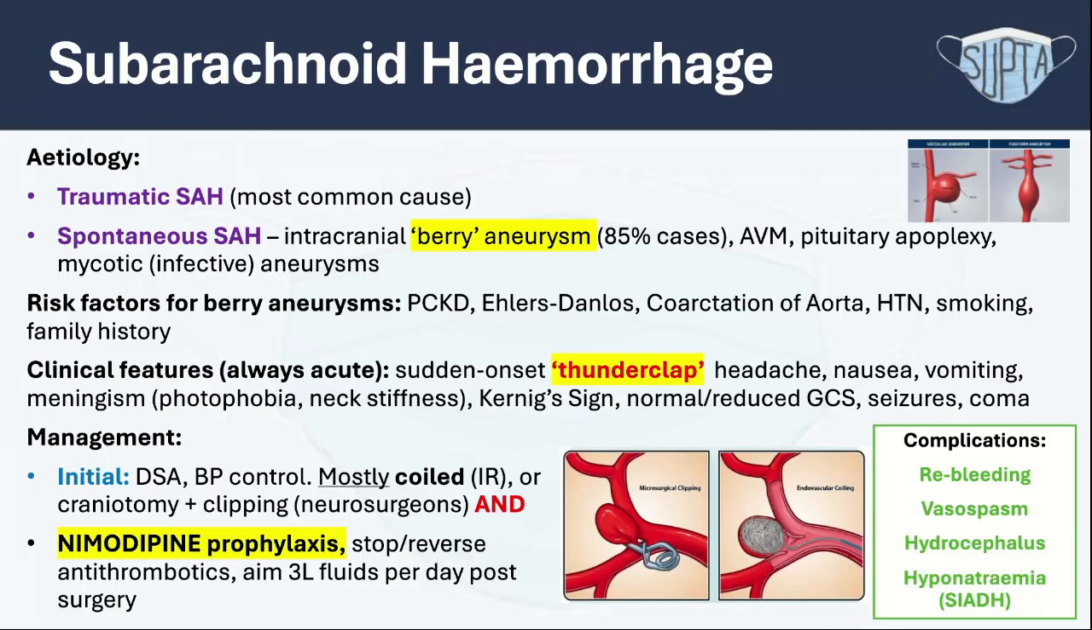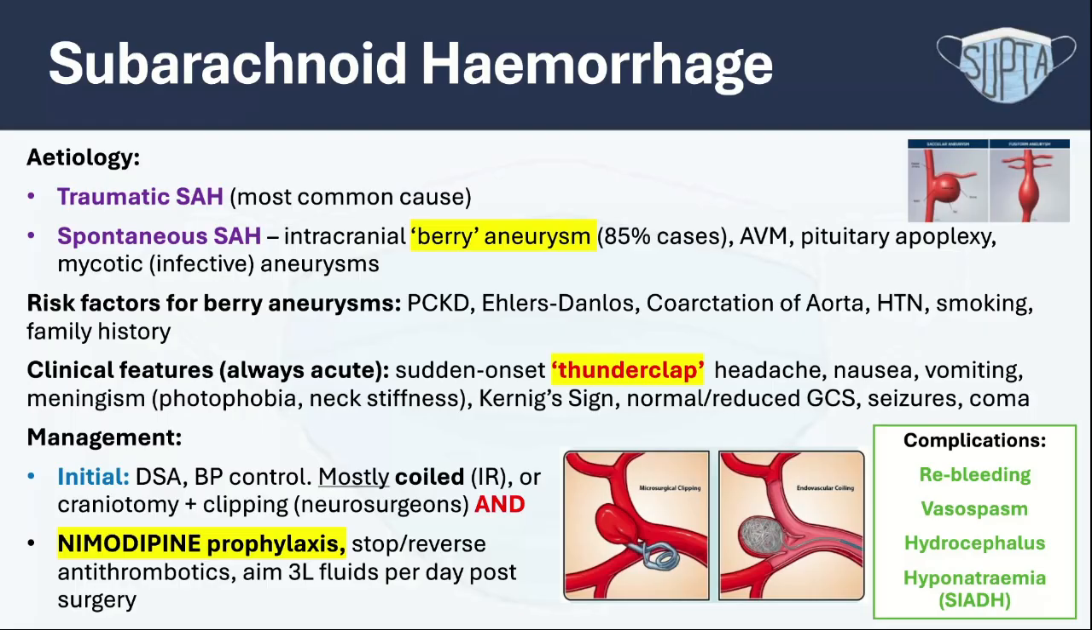Clinically, the hallmark feature is the thunderclap headache that patients talk about. A sudden, severe, and maximal headache, very quickly, rapidly progressing. Other features include nausea, vomiting, meningism, such as the photophobia and the neck stiffness that they may talk about, and normal or reduced GCS, seizures, and in some cases coma as well.